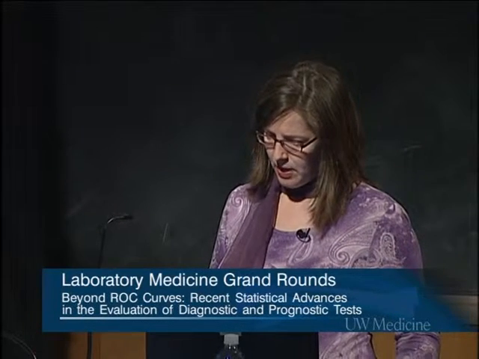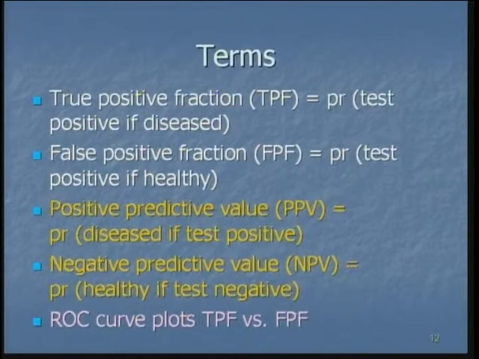This is it for terminology. If you can remember TPF and FPF, you'll follow all the rest of the slides. This is the true positive fraction, the proportion of people who are diseased who are correctly classified by the marker. False positive fraction is the proportion of people who are healthy, who are classified incorrectly by the marker. And the ROC curve is going to plot one versus the other every time.